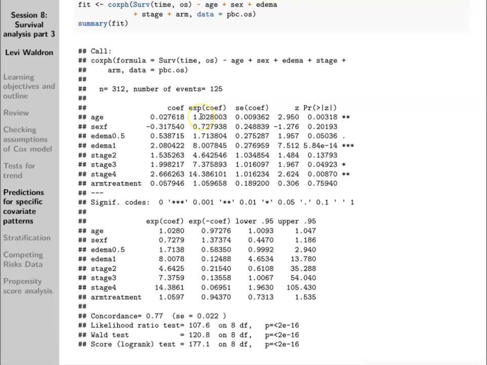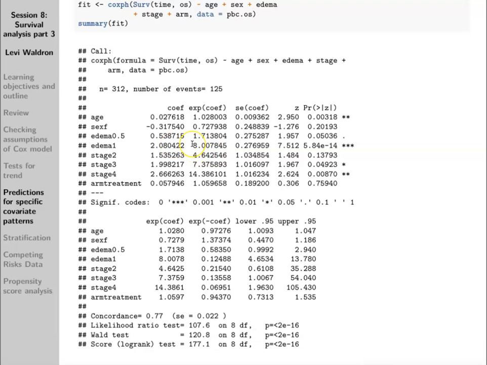This is saying something like every year of age, to the extent that it is linear, results in about a 3% multiplicative increase in hazard, and that is significant. We would probably, if we were taking this analysis more seriously, want to add additional coefficients, polynomial terms for age, or categorize it. And then edema also is highly significant.